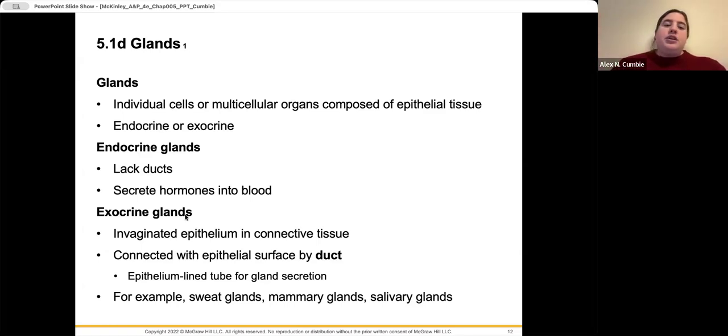The ones we're going to talk about in this chapter are exocrine glands. They have epithelium kind of lining them, and they do have a duct that usually whatever we secrete goes outside the body or to the lumen or wherever. Some examples of these are going to be sweat glands, mammary glands, salivary glands. We're going to get into some of these examples in this chapter, but also in the skin.